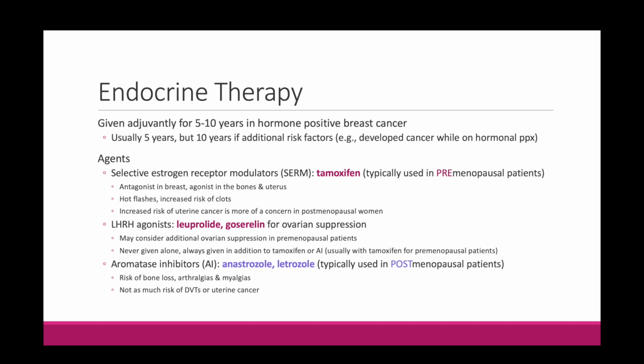Side effects of these are increased risk of bone loss, arthralgias, myalgias. There's not as much of a risk of DVTs or uterine cancer with aromatase inhibitors as there is with tamoxifen.